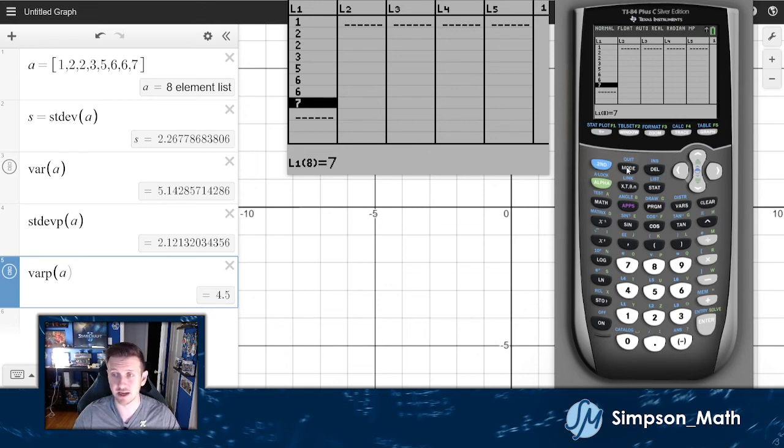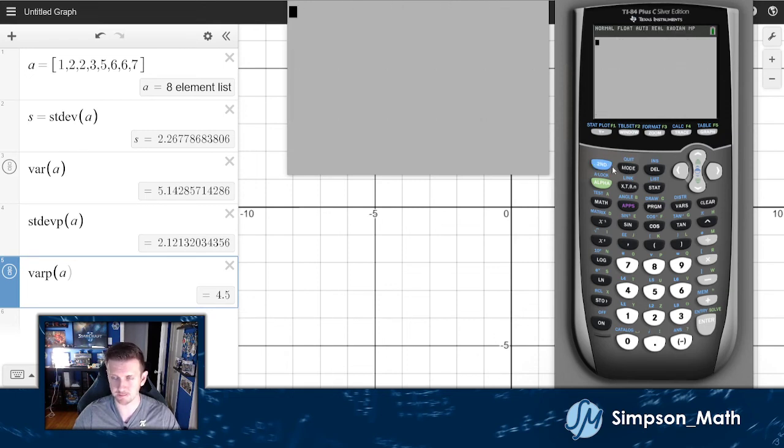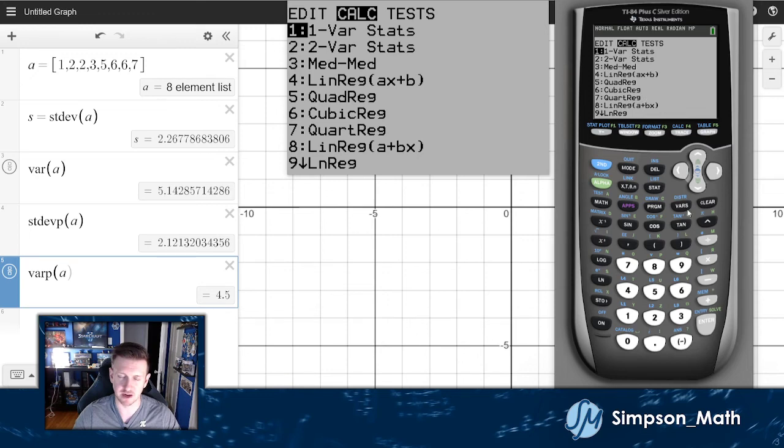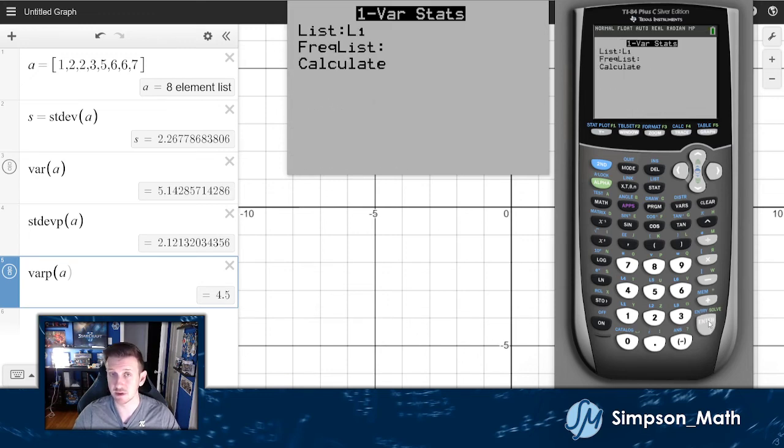So now press Second, Mode, or Second, Quit, and then Stat. I want to go to Calculate, so right arrow, and just pick this first option, 1-Var Stats, or one variable stats. By default, it should already be set to L1. If for some reason you typed your data into L2 or L3, then you could say Second, 2 or Second, 3, or wherever it is. If you had a frequency list, which in our data set we could have, it just would have taken us longer.